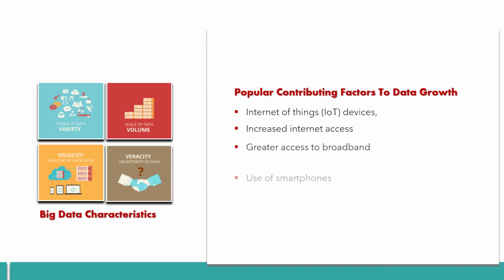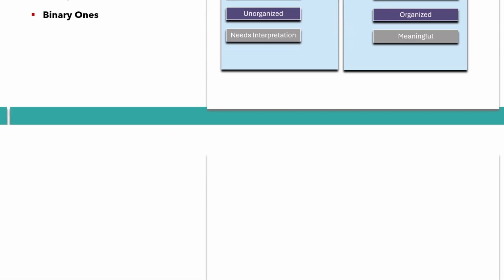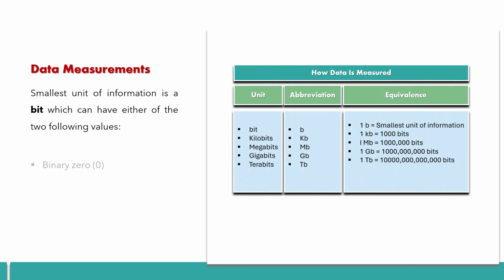In addition to Internet of Things, other contributing factors to data growth include increased Internet access, greater access to broadband, use of smartphones, and popularity of social media. Data in computers is represented in form of binary zeros and binary ones. Smallest unit of information is a bit, which could be either a binary 0 or a binary 1. Grouping of 8 bits will create a byte.